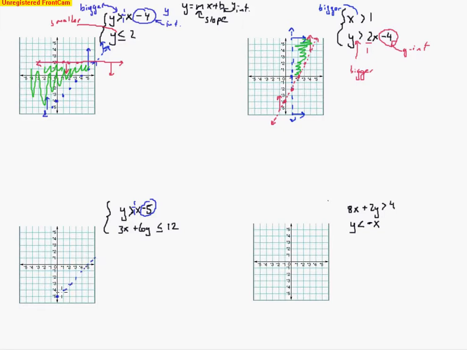And then from that point, we can go ahead and figure out the shading. Again, it's y is greater than, so this means bigger. So we need bigger y's, and so we're going to end up shading off in this direction. Now let's take a look at the next one.